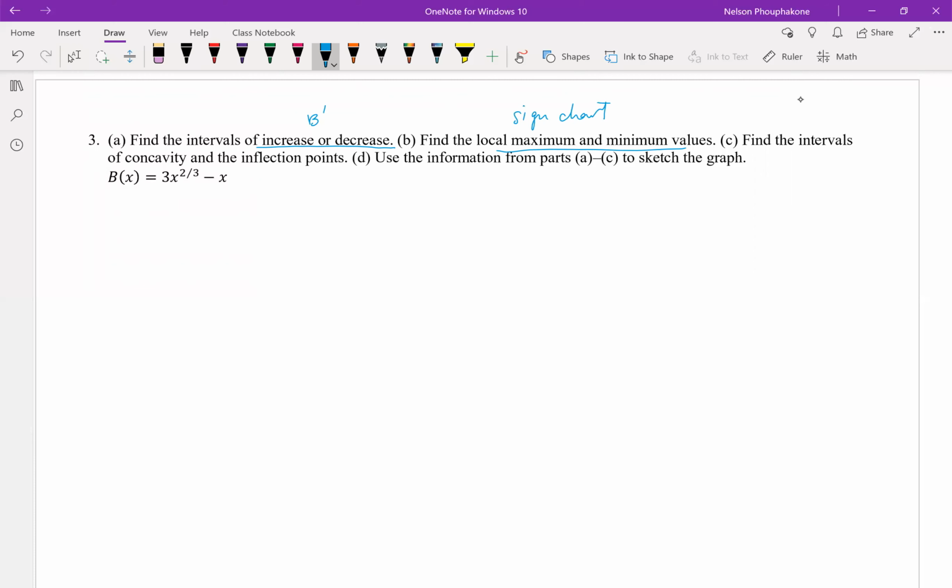Okay, to do this, we would like to find the interval of concavity, which is, to this one, we are working with the second derivative now, right? And the point of inflection. Of course, we're also using a sign chart to help us do this, and then use the information to sketch the graph, okay?